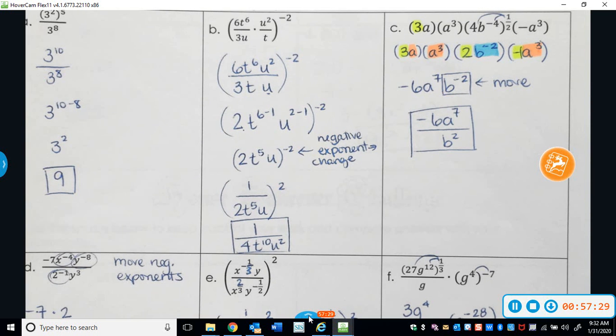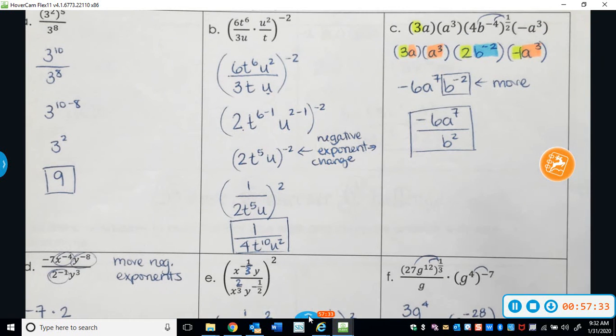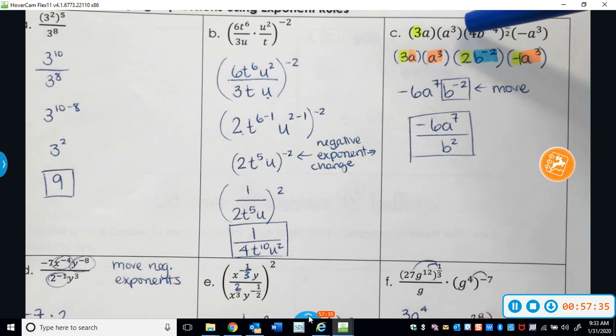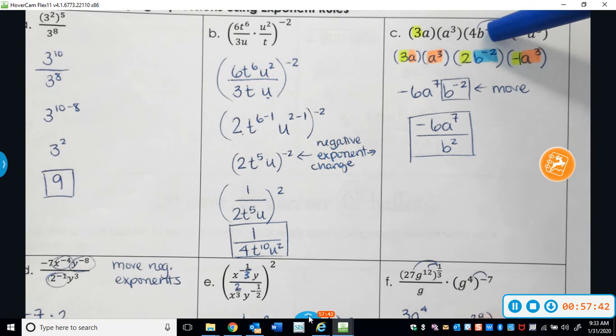Alright. With the last one, people were doing things in different order, which is totally fine. I chose to distribute this exponent first. And so 4 to the 1/2 power is another way of saying the square root of 4, which will give me 2. And then b to the -4th power times half will be b to the -2nd power.